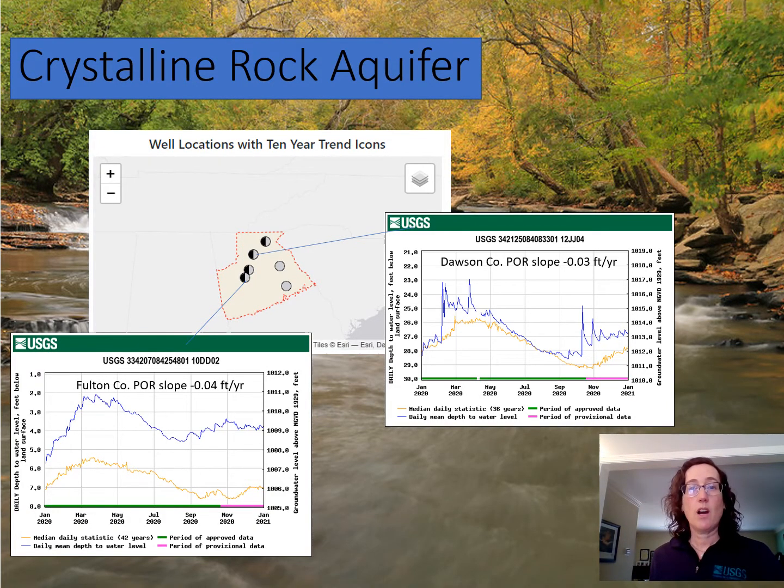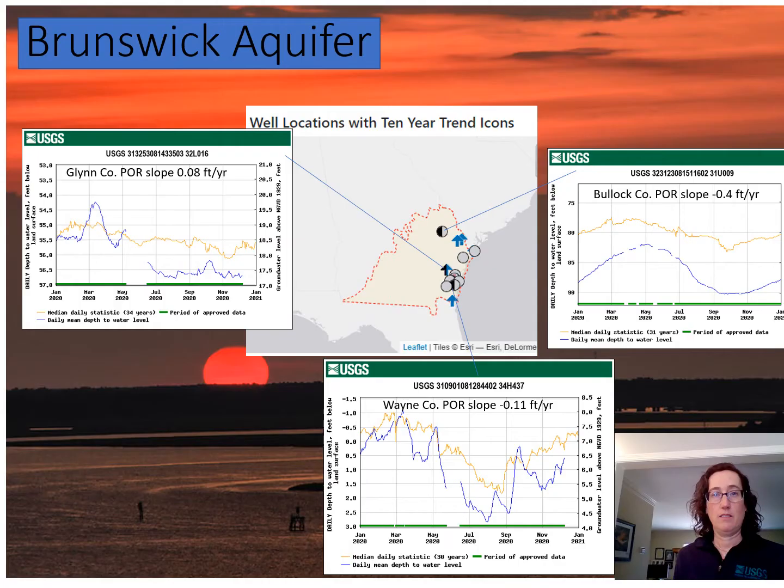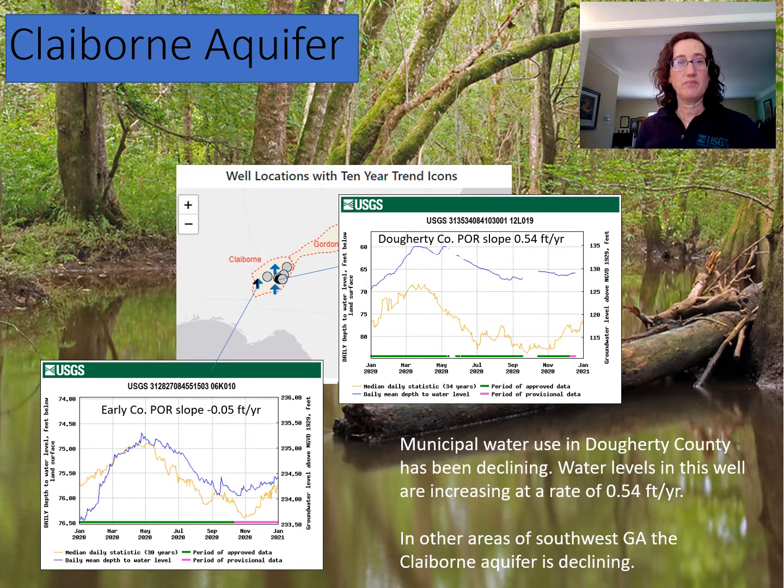Water levels in the Crystalline rock aquifer in the Piedmont and Blue Ridge were at or below median levels in Dawson County and 1 to 3 feet above median levels in Fulton County. The long-term water levels are decreasing slightly in both counties. Now I'm going to focus on the coastal plain in the lower half of the state. In the Brunswick Aquifer, water levels were below median levels in Bullock County and primarily below median levels in Glynn and Wayne counties. The long-term water levels are decreasing in Bullock and Wayne counties, but increasing slightly in Glynn County.